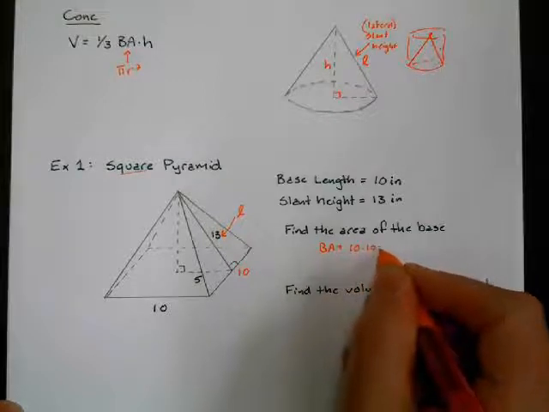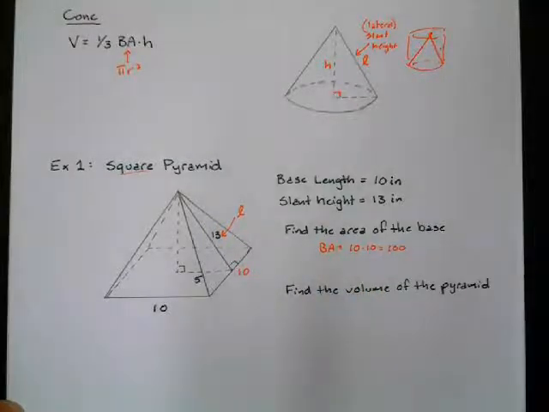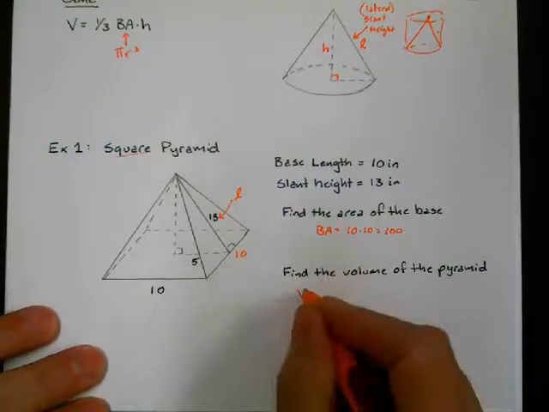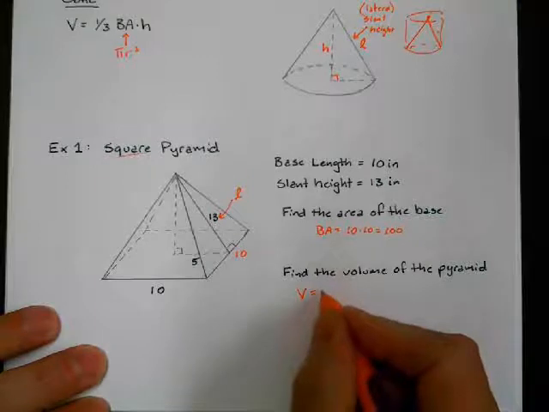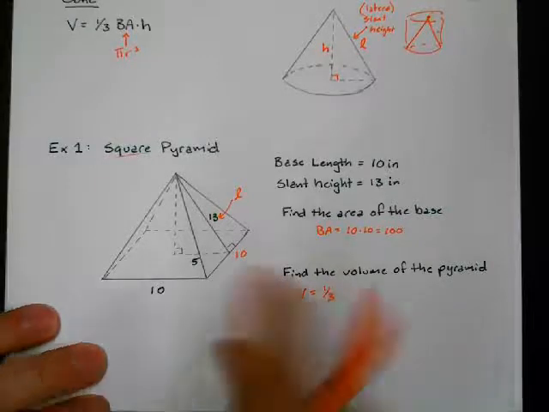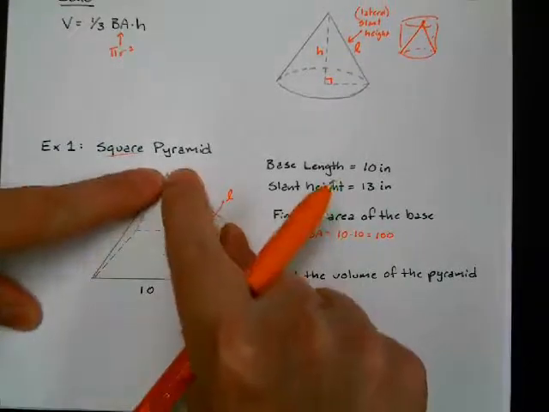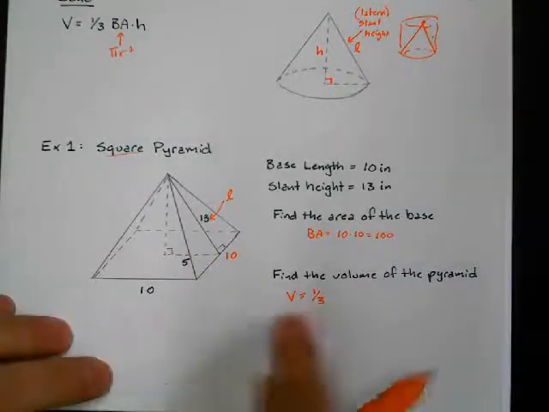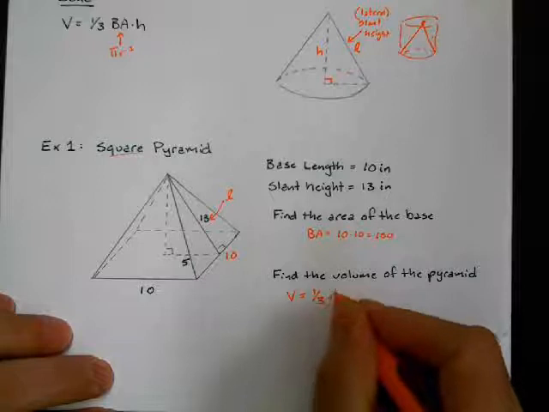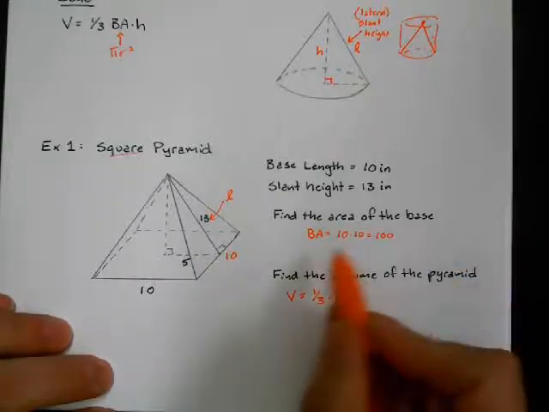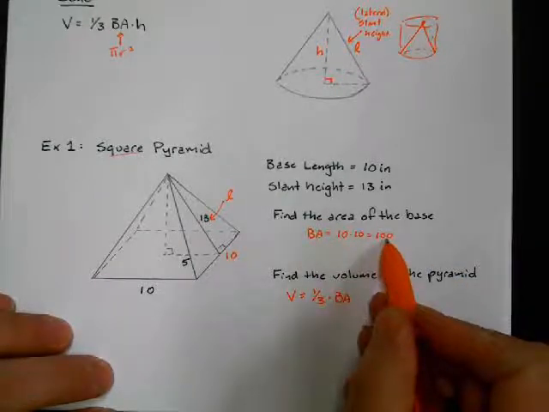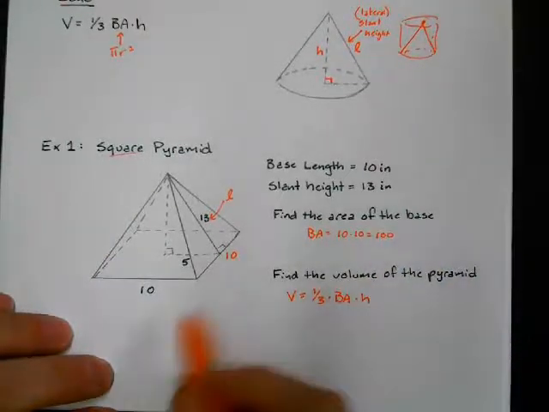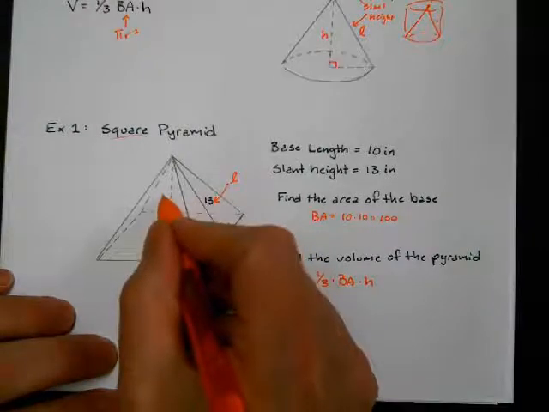So we've got 100 right there for our base area. To find the volume of the pyramid, we've got 1/3, because remember when you come to a point, you lose 2/3 of your volume. So we only have 1/3 left. So 1/3 times the base area, and we've already identified the base area is 100 units for this one, and then times the height of the pyramid. This is the height right here.